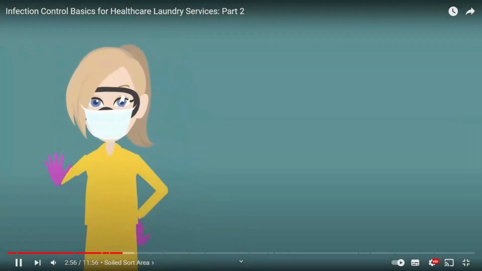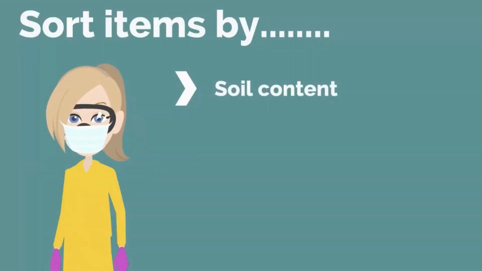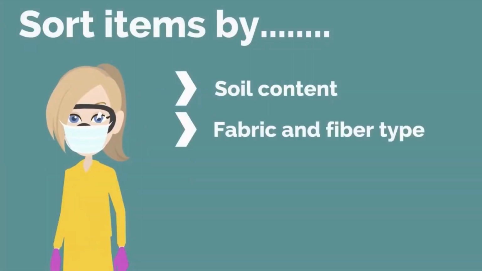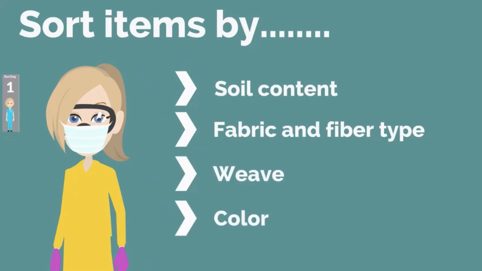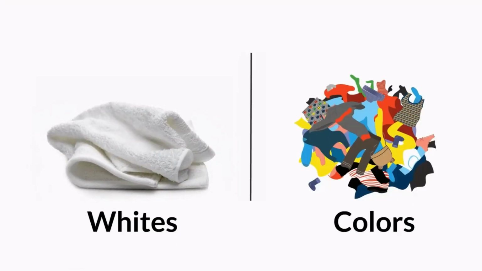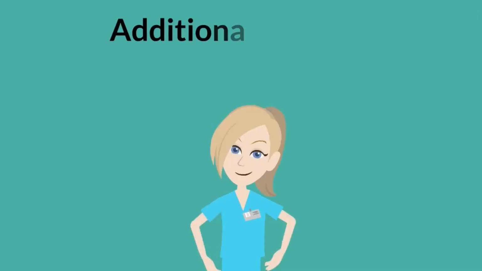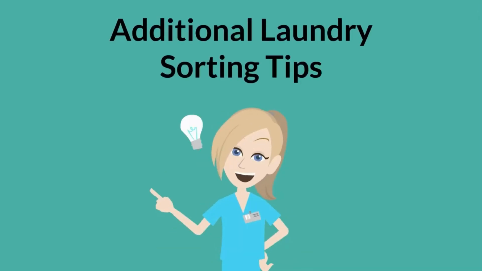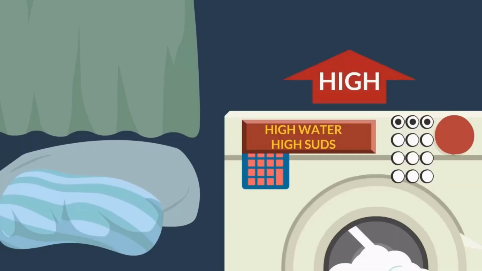Staff should sort items by the soil content, heavily soiled from lightly soiled. Staff should also sort by fabric and fiber type, by the weave of the material, and by the color. White items are washed separately from colored items due to color bleeding and staining. Additional laundering sorting tips: wash loosely woven fabrics, such as curtains and blankets, at a high water level setting, with high sudsing to protect the fabric.